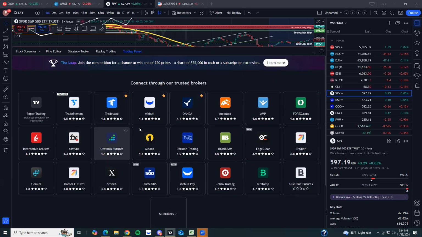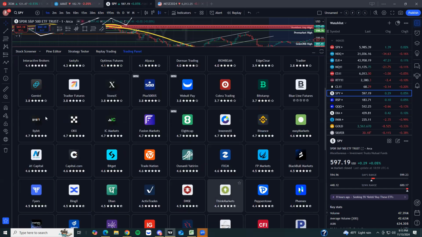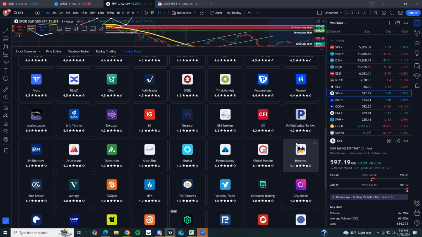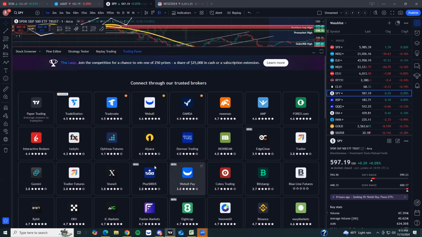Like for myself, I have Tradovate, I have Webull. There's Forex down here, and you do all brokers. You can find all different types of stuff. They're all down here. Some of them I've never heard of, but the ones I use are right here. Then you connect from here, and you can link them up.